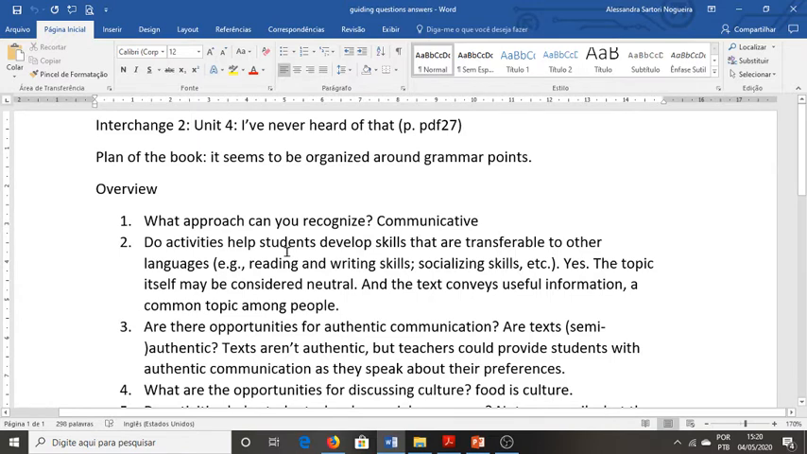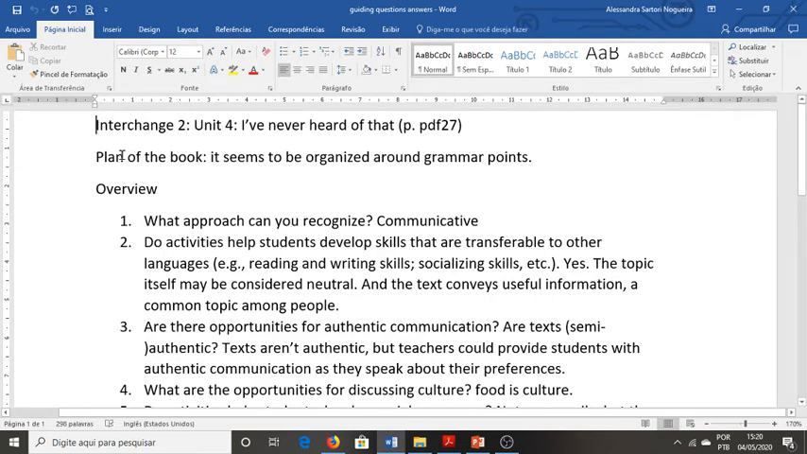And these questions are for you to analyze a unit from a textbook. The unit that I'm analyzing is Unit 4 from Interchange 2. And to be honest, I couldn't find the date that this book was published, but it's not very new. I believe it's about 10 years old, but I'm not sure.